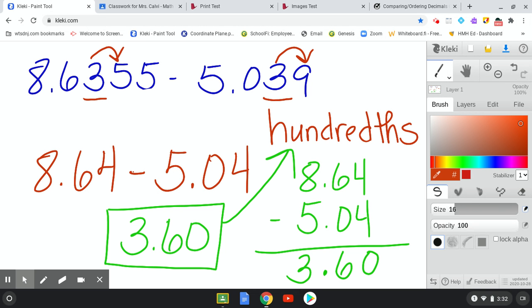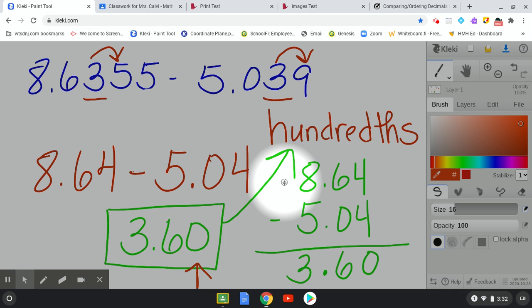And this 0 is the hundredths place. So I'm keeping the 0 there. Okay. So now many of you might say, well, do I have to have the 0 there? Don't they equal the same thing? So this is read as 3 and 60 hundredths.